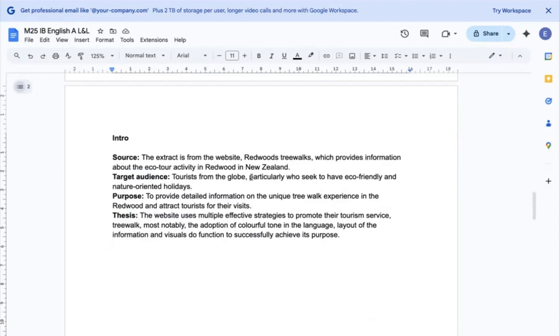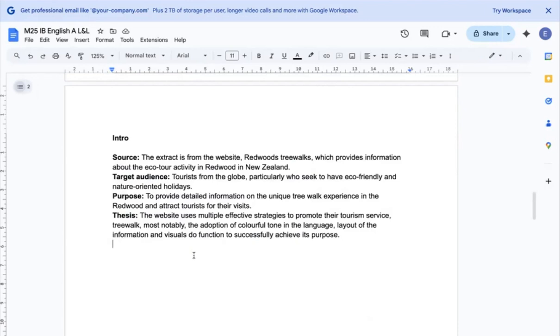First, your essay can have a smooth start with identifying the source of the given extract. In this case, the extract is from the website Redwood Tree Walks, which provides information about the eco-tour activity in Redwood in New Zealand. After that, you should identify the target audience, in this case, probably tourists from anywhere in the globe, particularly who seek to have eco-friendly and nature-oriented holidays. And third element is the purpose. I assume the purpose of this extract is to provide detailed information on the unique tree walk experience in the wood and attract tourists for their visits.